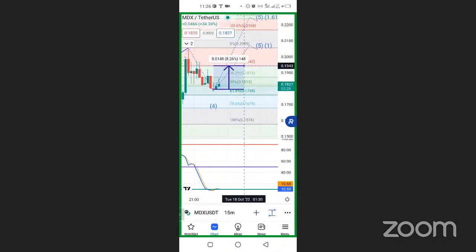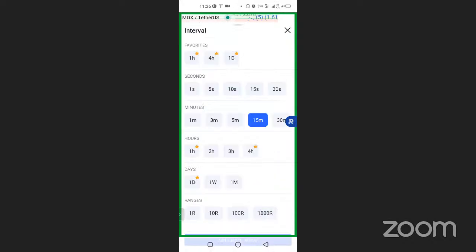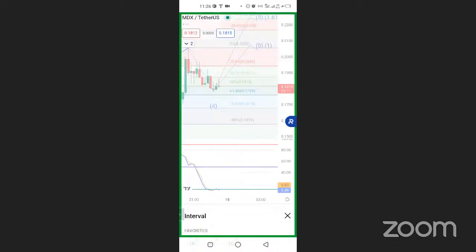Move up a little bit. It can stop around here, then it comes down. You see the stochastic has changed. You see it down here. That's why it's not good to come in so much in the lower time frames. They're very risky. Very risky. There's a lot of noise here.